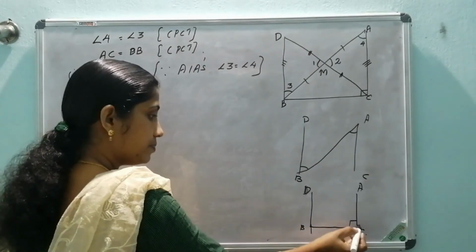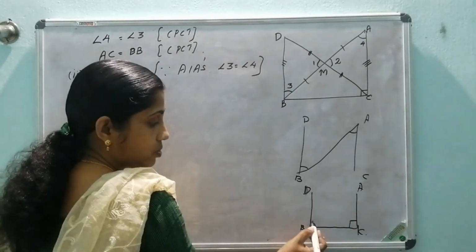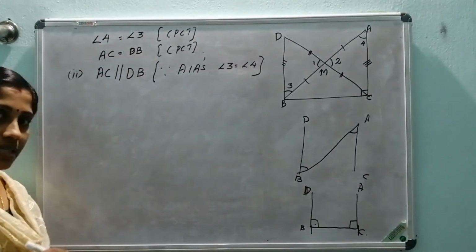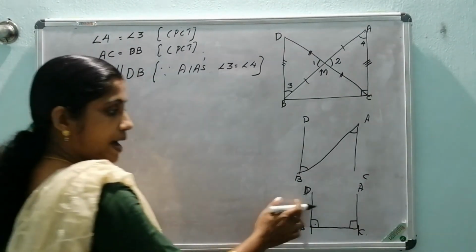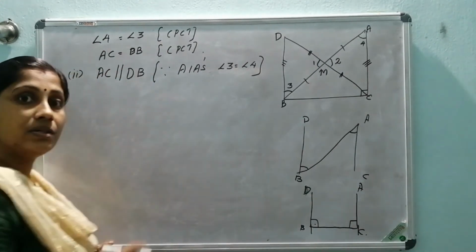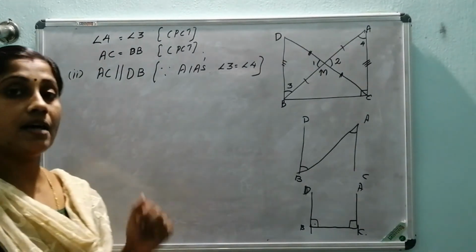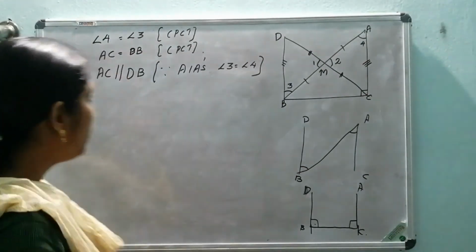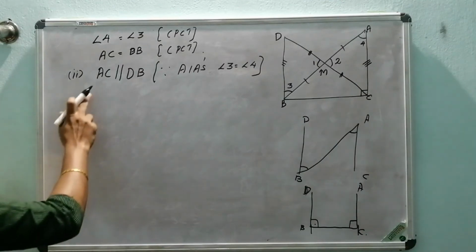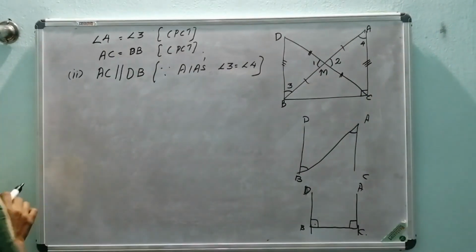We can extend this way. What is the name of these two angles? These two angles are co-interior angles. With a parallel line and a transversal, the interior angles on the same side are called co-interior angles. Then their angle sum will be 180 degrees. So AC is parallel to DB.